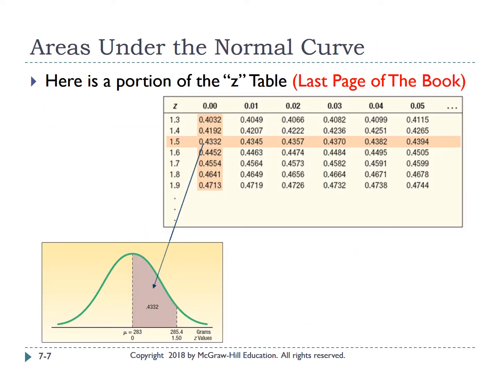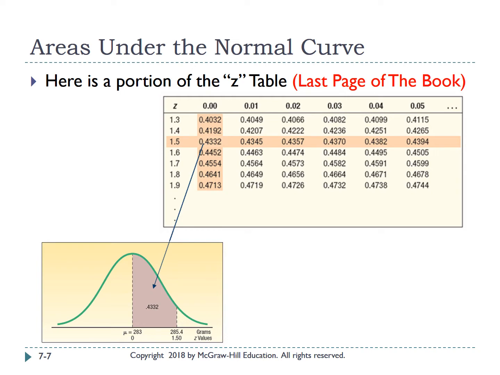Areas under the normal curve. Keep in mind that the total area under the curve is 1. Here is a portion of the Z table. For example, if you have Z equal to 1.5, this reflects an area or probability of 0.4332. How do we find it?